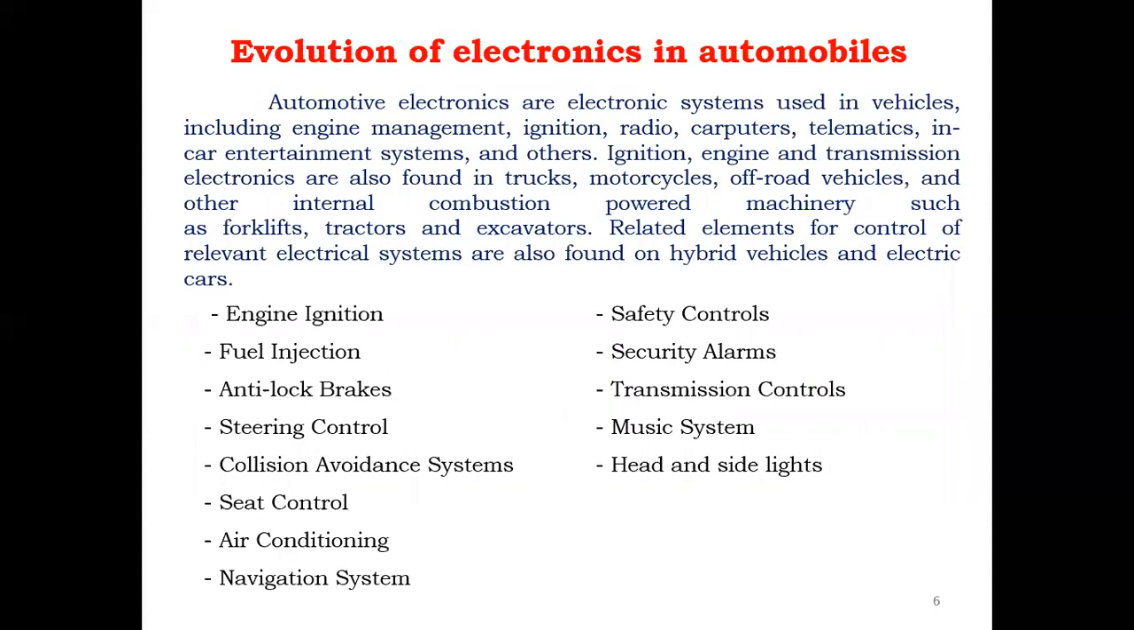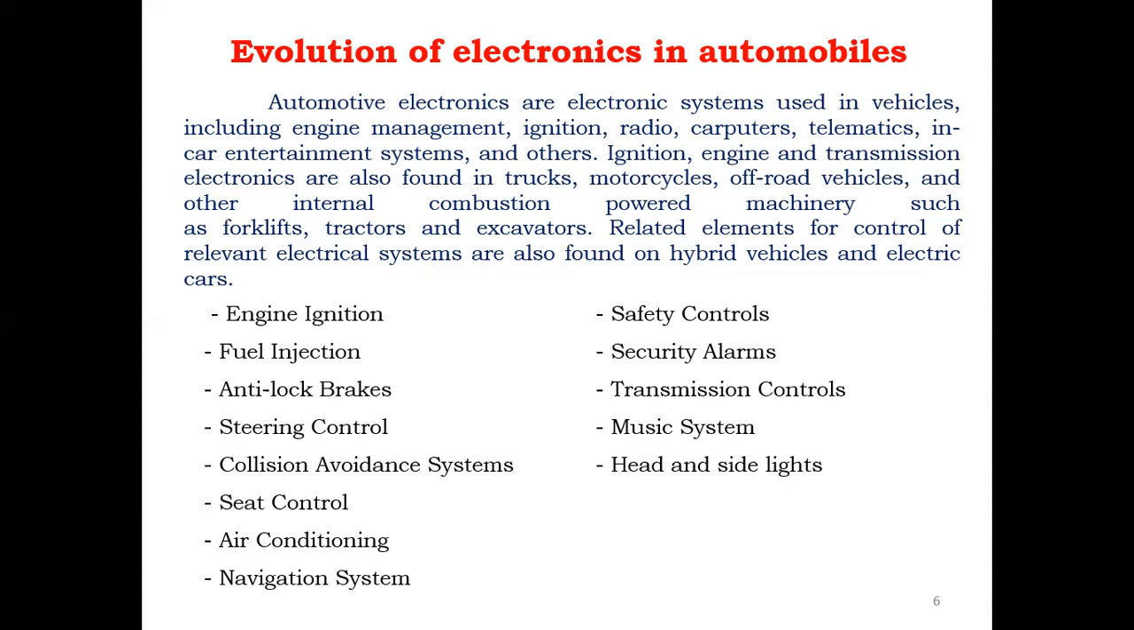Before that, we need to know the evolution of electronics in the automobile. Nowadays, without electronics, there is no automobile. That means the automobile's mechanical parts are controlled by electronic components. So automotive electronics are electronic systems used in vehicles, including engine management, ignition, radio, carburetor, telematics, in-car entertainment systems, and others. Ignition, engine, and transmission electronics are also found in trucks, motorcycles, off-road vehicles, and other internal combustion powered machinery such as tractors and excavators.